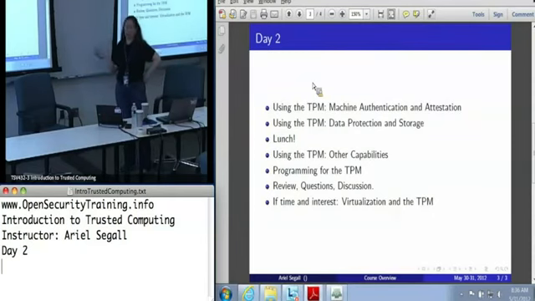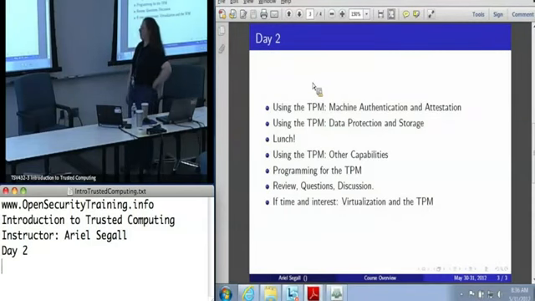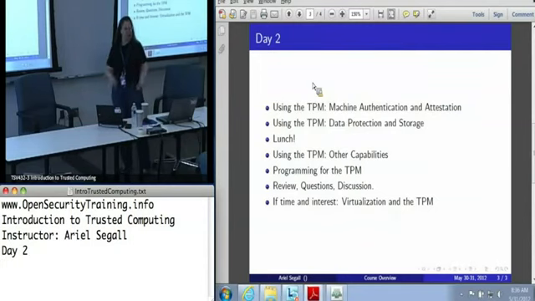Then we're going to talk about data protection and storage, where we're focused on the local protection and storage capabilities. I try to give intuitive titles here, which makes explaining things very hard. Then we're going to talk about a whole bunch of the miscellaneous features that the TPM has. This is probably when we're going to loop back and address Eno's questions from yesterday.